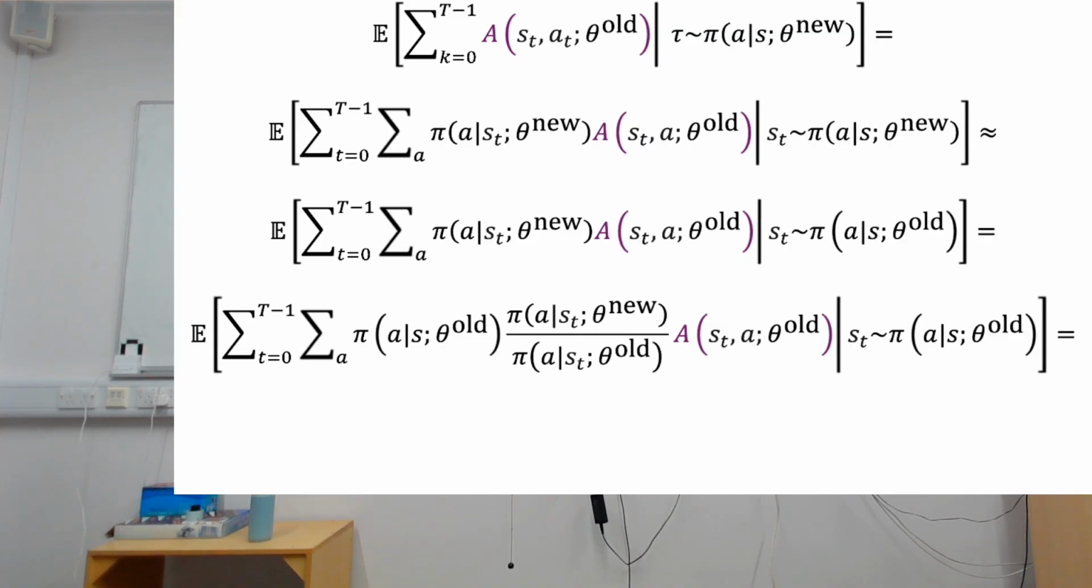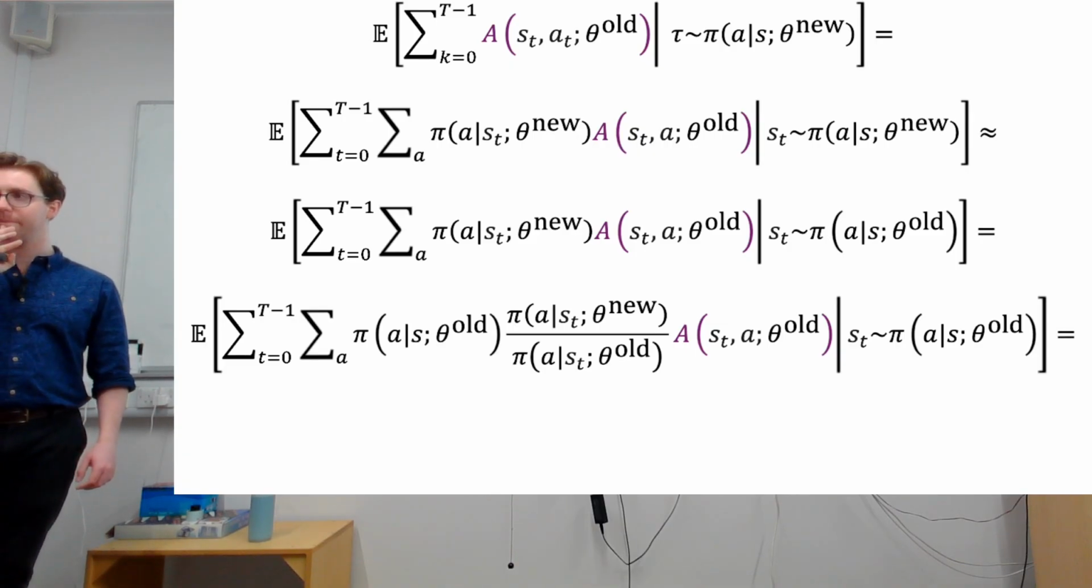What's happening? All I'm doing is multiplying by 1. Inside the expectation over actions, so the sum over actions, I'm multiplying by the probability of the action under my old policy and dividing by the probability of the action under my old policy, right? So I'm getting this importance sampling ratio, this ratio of the probability of actions under the policy, and now my expectation over actions is with respect to the old policy. Any questions about this?